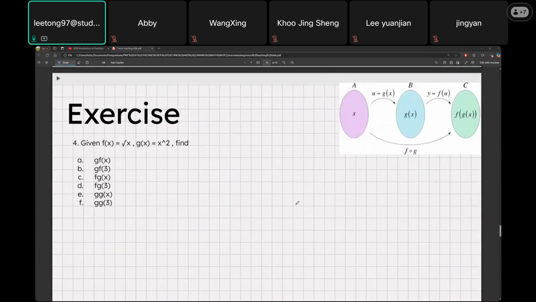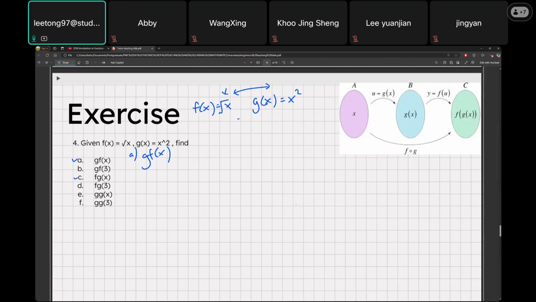All right, last. Okay. This will be very simple. So I'll quickly go through also, since we don't have much time. GFX. Fx is square root of x. Gx is x squared. So if you look at this, they are almost the same. This is square root, this is square. So at some point here, you'll see that they cancel out each other.